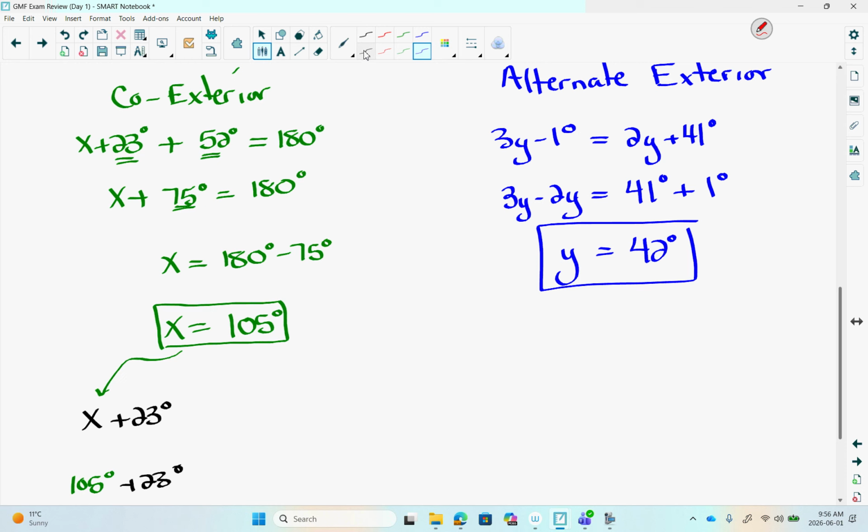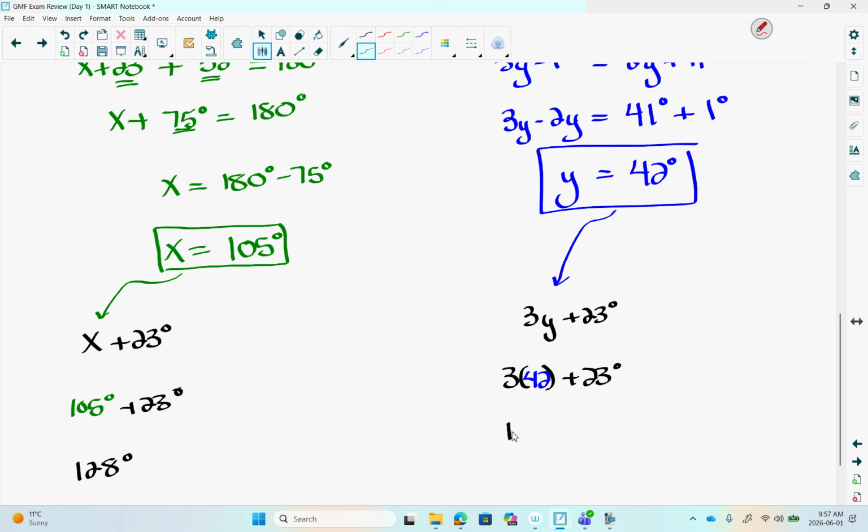What's angle 3? Well, angle 3 says 3y plus 23 degrees. I am going to fill a 42 in for y. So it will say 3 times 42 plus 23 degrees. 3 40s are 120, and 6 more, that gives me 126 plus 23 degrees. Add those together, and I get 149 degrees.